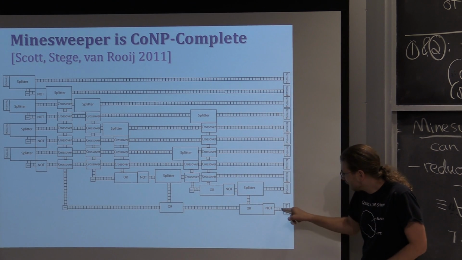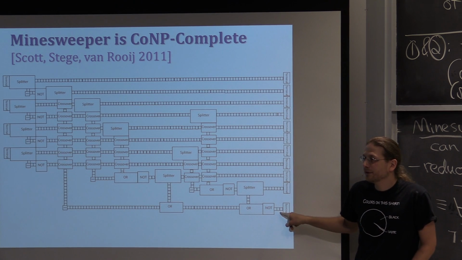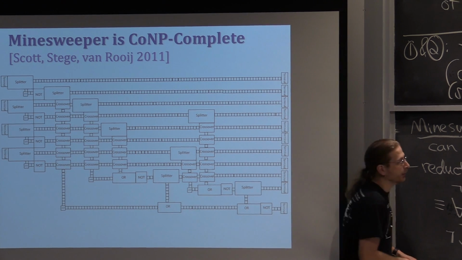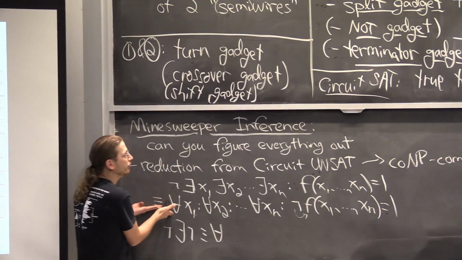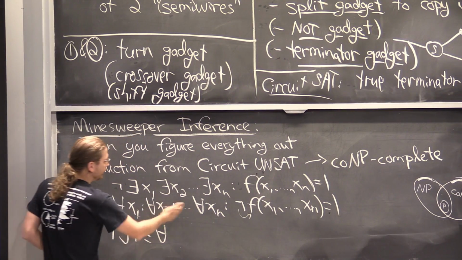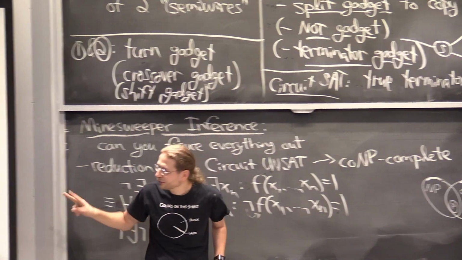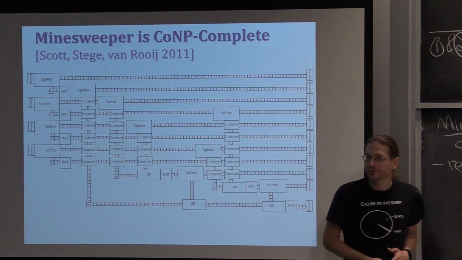But in general, just asking the question, can I figure out this square? Is there a bomb or not? In order for there not to be a bomb, you would have to solve this problem. You'd need to determine that no matter how you set the things, you end up with a 0. Or the adjacent position, it would be the opposite.